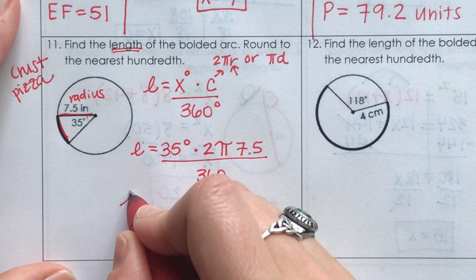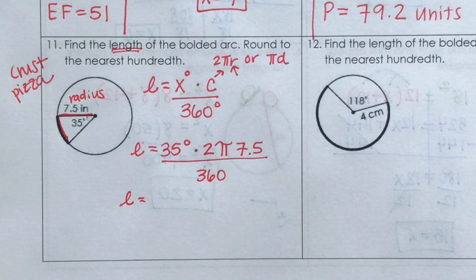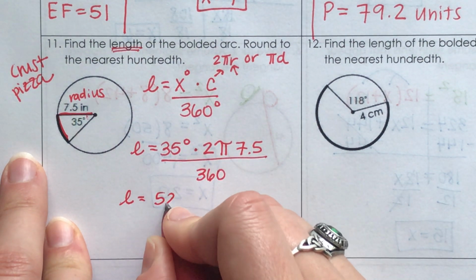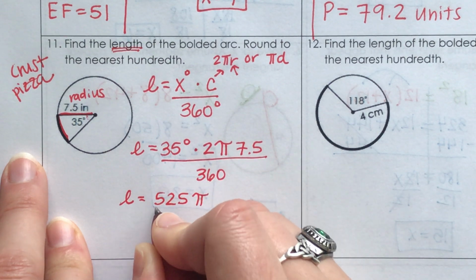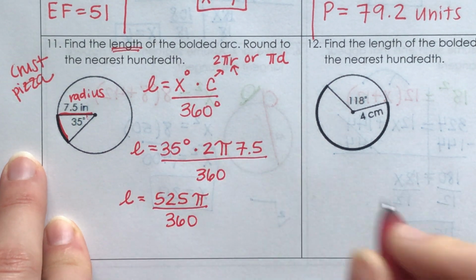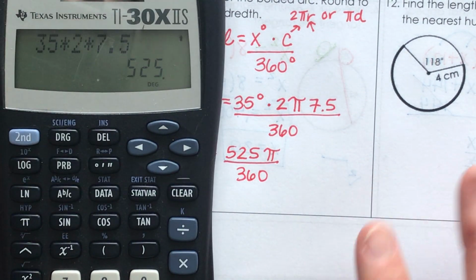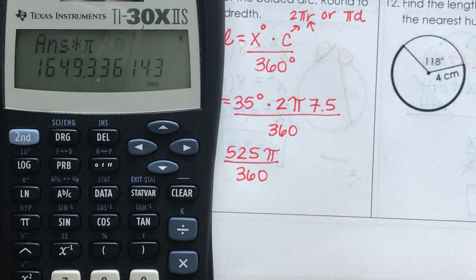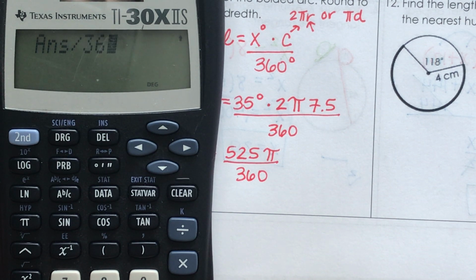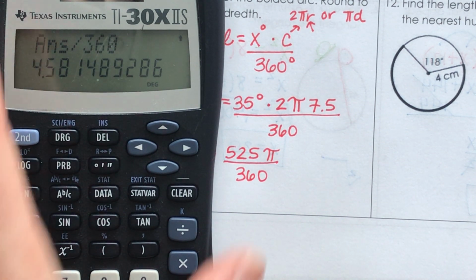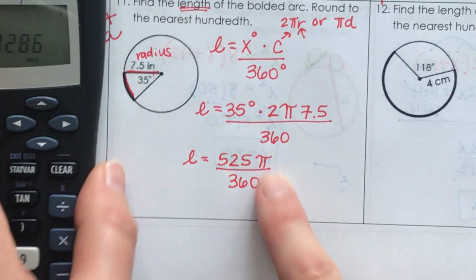So the first thing I'm going to do, I always write length is equal to, right? I always make sure I mark everything. I'm just going to multiply my numbers on the top first. And if I multiply just the numbers, I get 525 times pi over 360. So now I'm going to do 525 times pi, divided by 360. If you don't have a pi button, you can use 3.14, but the pi button is more exact, and so we always try to use the button if we have it.